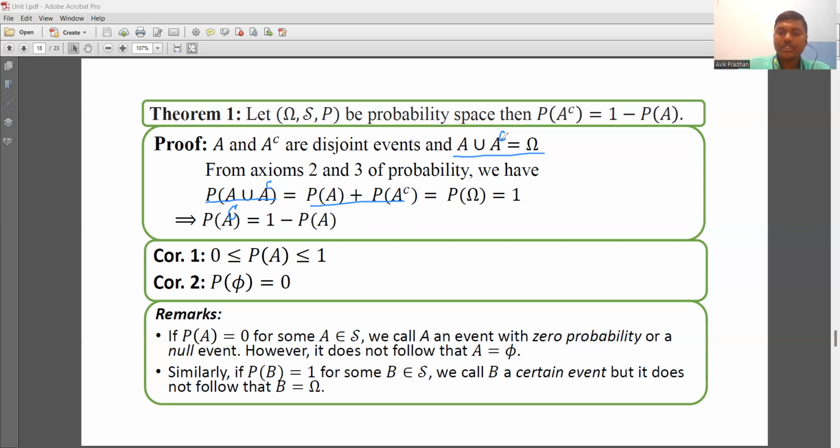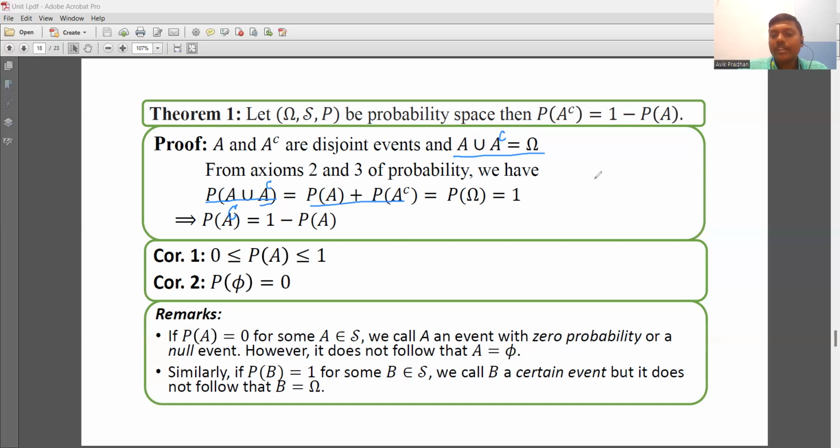So there is a mistake here. Probability of A complement is equal to 1 minus probability of A. So this should be A complement, and this should be A complement also. Okay. So this is the first basic elementary theorem of probability theory.